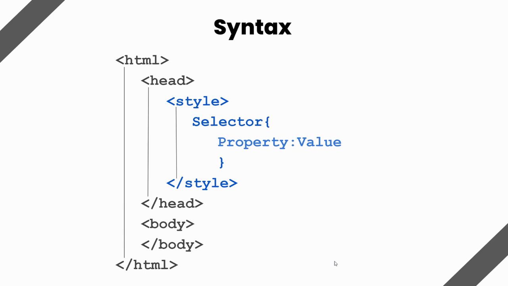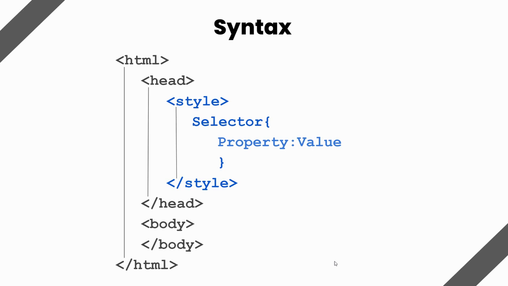Now, for the sake of explaining internal CSS, I didn't add the meta tags and the title tags. So what you have here is just the style tags within the head section. That's the head opening tag and the head closing tag. So you have the style tags inside it, and you also have the selector. Now, I know many of us might not know what I mean by selector, but we'll get to know about that when we get to the third section.